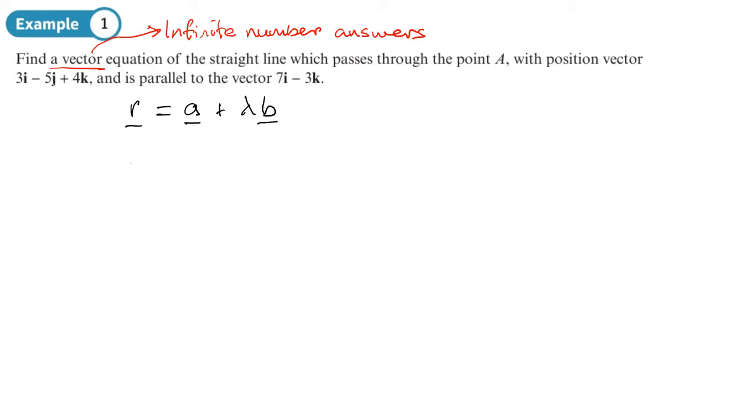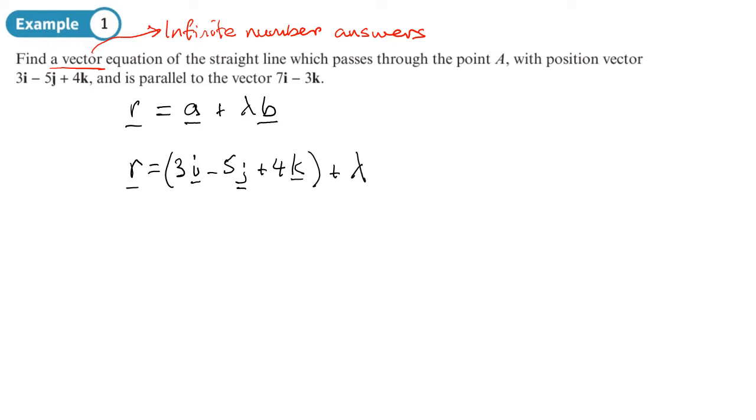So R stays as it is. It's basically like y equals mx plus c. You don't replace y and x with something in the equation. They remain. So R is equal to A. So that's a point that it passes through. And it passes through the point A, and its position is 3i minus 5j plus 4k. So I could have put any point it passes through, but that's the one we've been given.